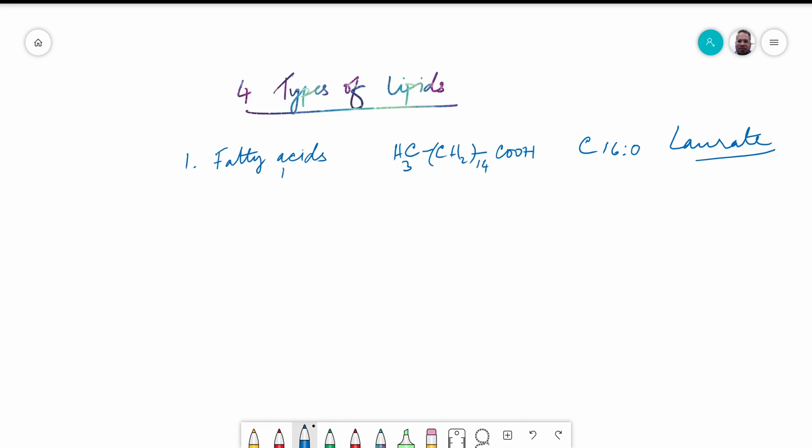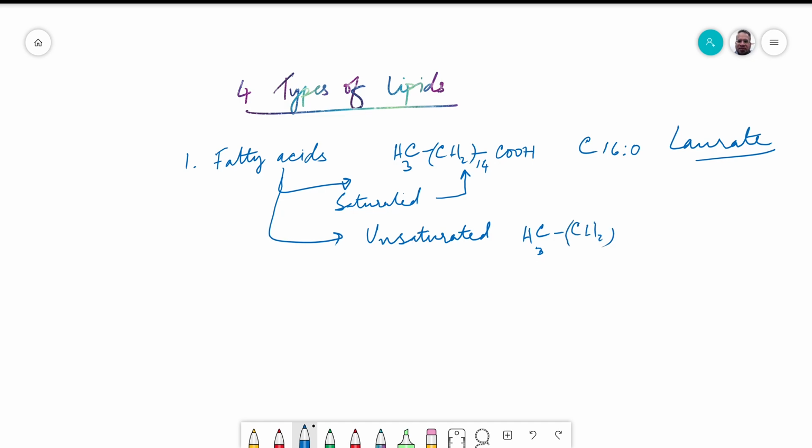Okay, so this could be saturated. This is saturated. They have no double bond, or they could be unsaturated. And the unsaturated example would be, for example, CH3, and you have CH2.